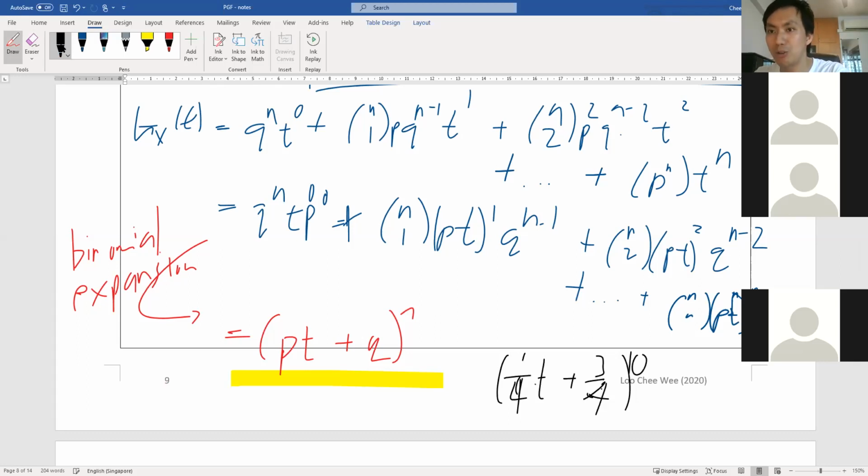And there is no way you can construct the table easily. To construct the table, you need to expand this to the power of 10. And then you have a total of 11 terms, right? t ranging from power 0 to power 10. Then you will do until you are nuts.